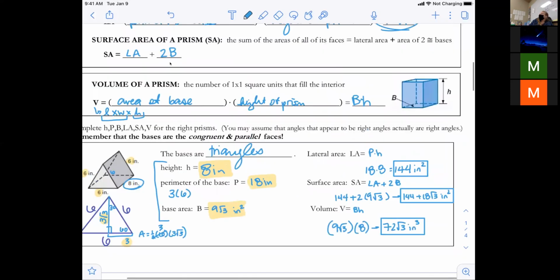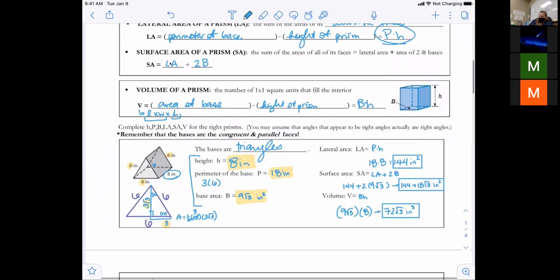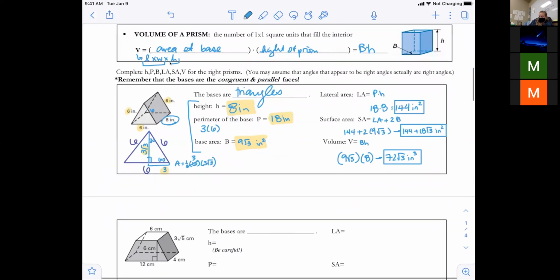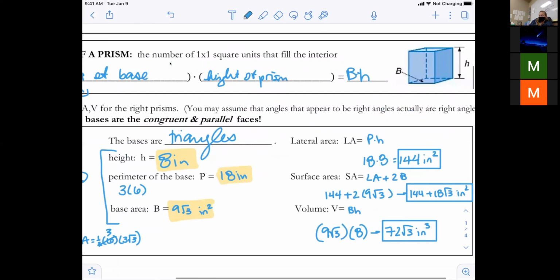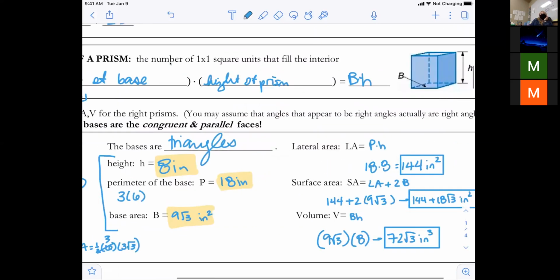Okay? Why don't you flip your paper over? Why don't you try the next one? I'm going to leave my work up here, but I want you to try it. At least identify H, P, and B. I'm going to be quiet for a minute, and then I'm going to jump in and finish that example for you.